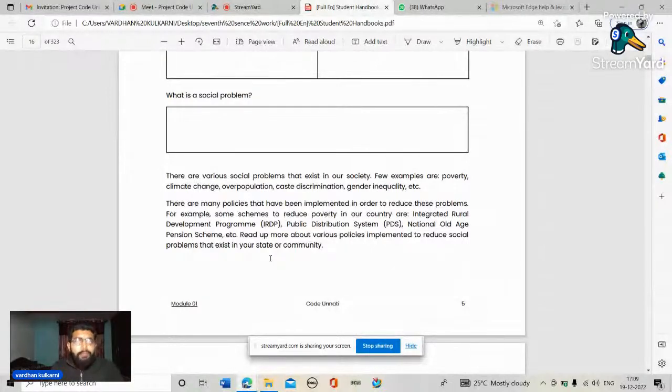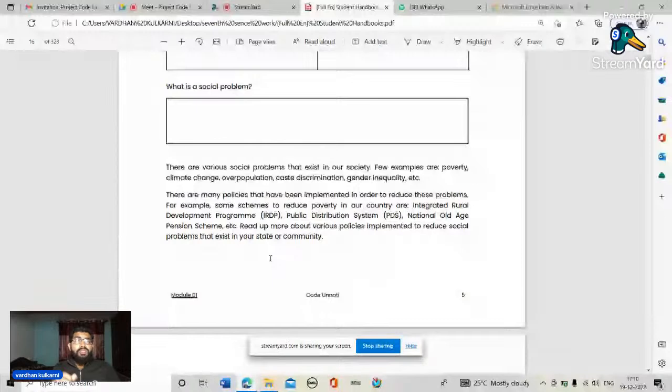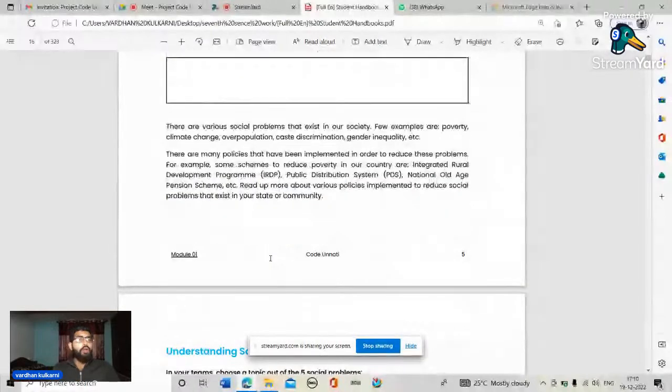Social problems come in many formats. Climate change and population are a few examples. Many policies have been implemented in order to reduce these problems. For example, some schemes that have reduced poverty in our country are the Integrated Rural Development Programme, IRDP, then the Public Distribution System, PDS, and the National Old Age Pension Scheme. There are many other schemes initiated by the Government of Karnataka.